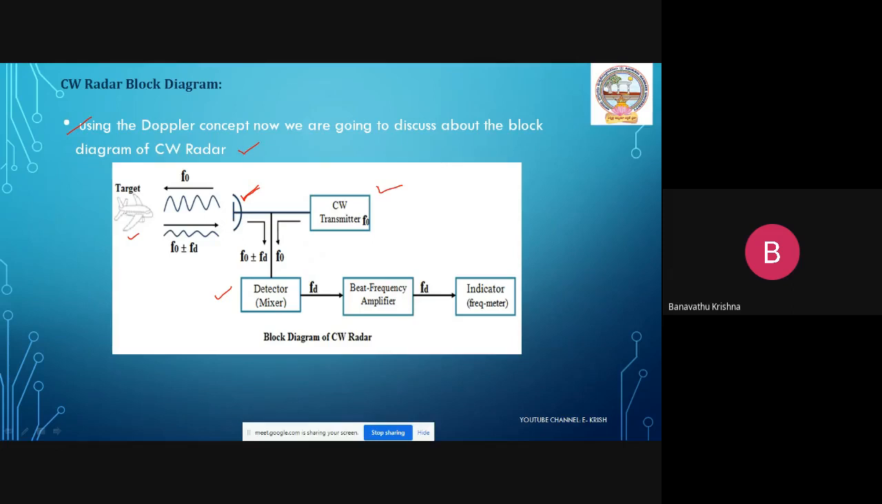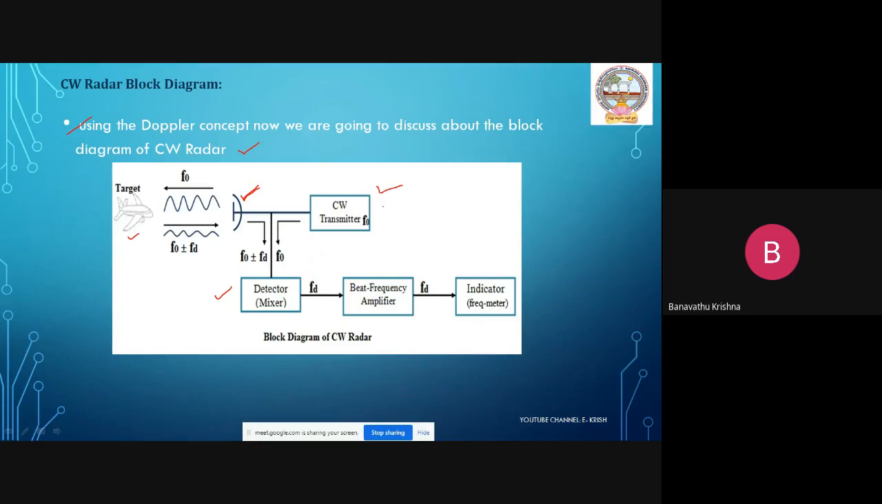For example, instead of a house here, there is a building. It is in a fixed position, so the reflected signals have equal frequencies, and the beat frequency amplifier rejects such signals. Suppose the target is in moving condition, moving towards the radar receive station. Then from time to time the frequency will be shifted, so the Doppler effect will occur. Such signals are allowed by the beat frequency amplifier, and finally transmitted to the radar indicator. The indicator is a frequency meter or earphones.